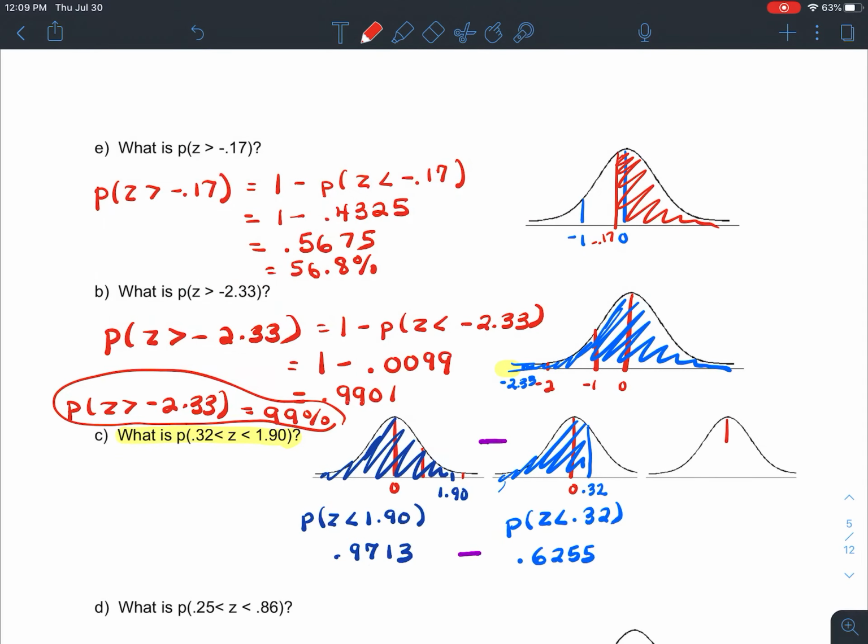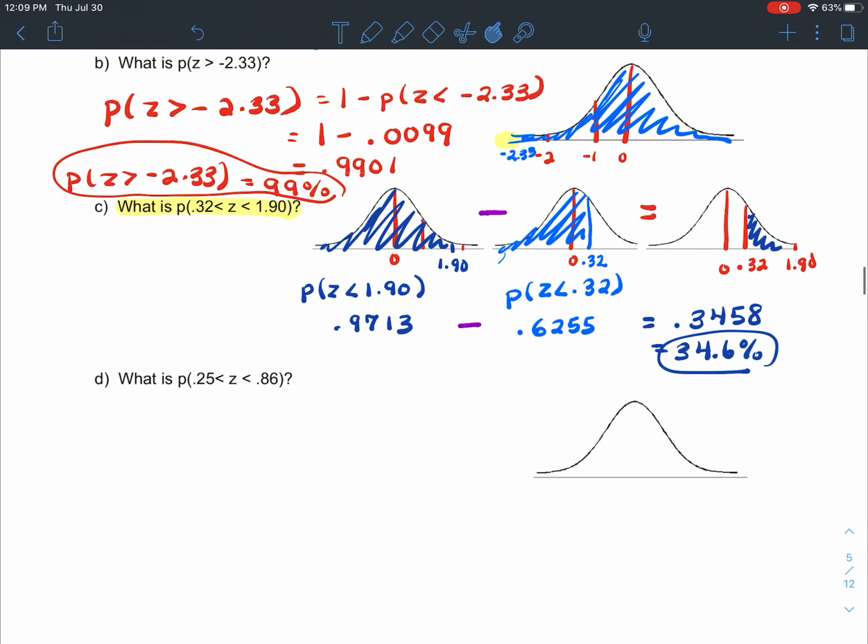So I'm subtracting the 0.6255 from the 0.9713, and that gives me, and this last picture would really be the picture that you would just draw to begin with, just the two z-scores with shading in between, 0.3458 or 34.6%. All right, so let's try another one like that without drawing all 3 of those, but you get the idea that that's what's happening when you're doing that subtraction.